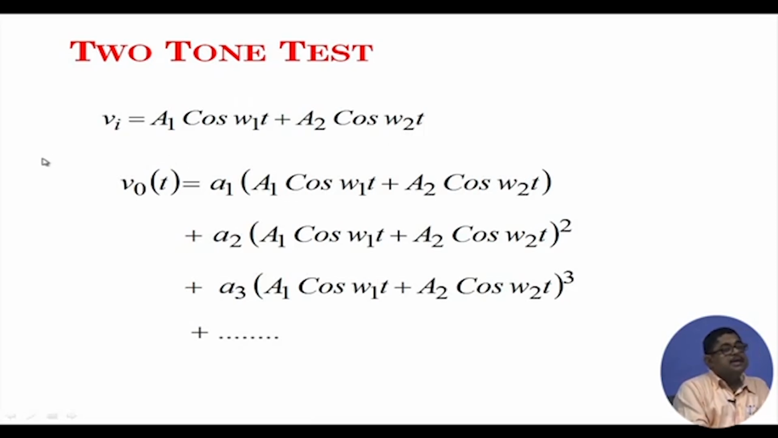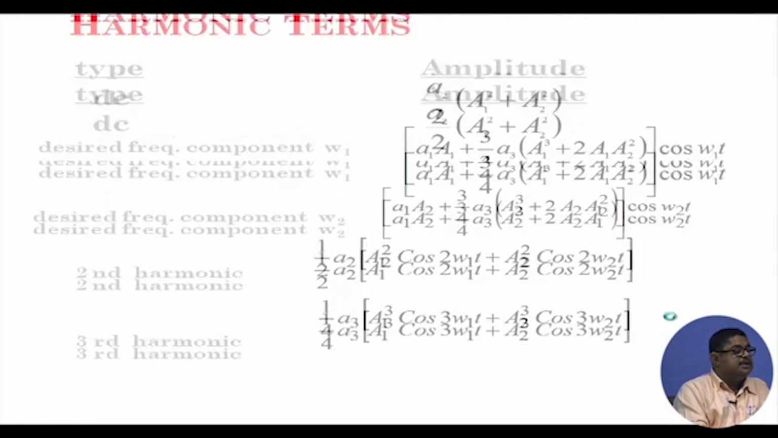Now, assuming a nonlinear system, what will be my output? V output will be A 1 into Vi t, plus A 2 Vi t square, plus A 3 Vi cube, then more, that is why dot dot dot. In place of Vi t I can write the two tone input. Now, let us see what happens here.